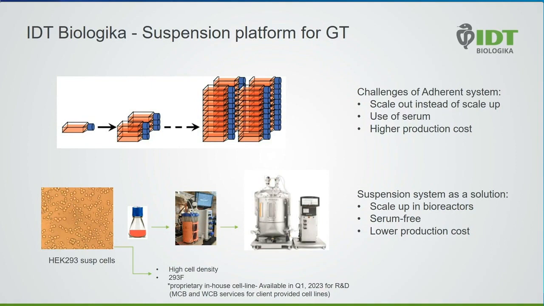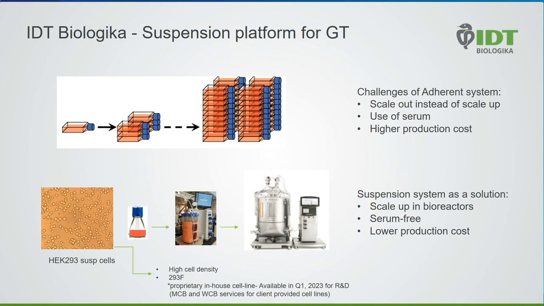And overall, the cost of an adherent type system is much higher compared to their suspension counterpart. And these are precisely some of the reasons why a suspension system is used as an alternative, because you can scale up in theory to any imaginable scale, and you can scale up in bioreactors and are limited just by how much your manufacturing capacity can handle. And the other good thing about suspension cells is that they are serum-free, which means there is no animal-derived component, which also makes them more friendly from a regulatory perspective. And overall, they have a lower production cost.